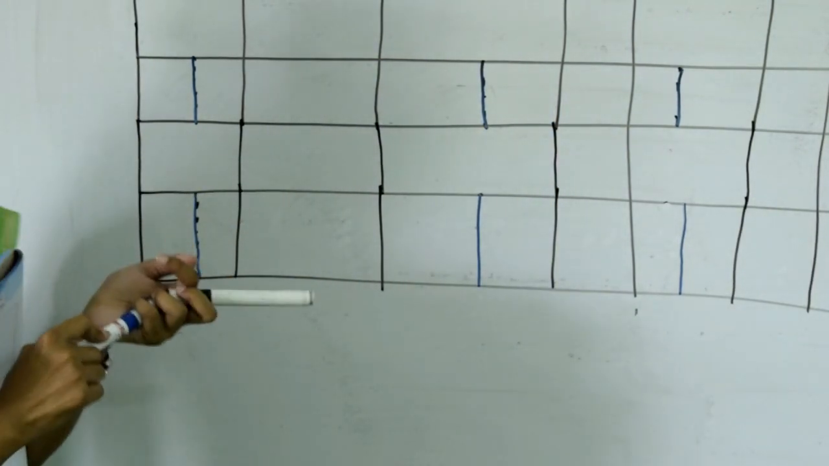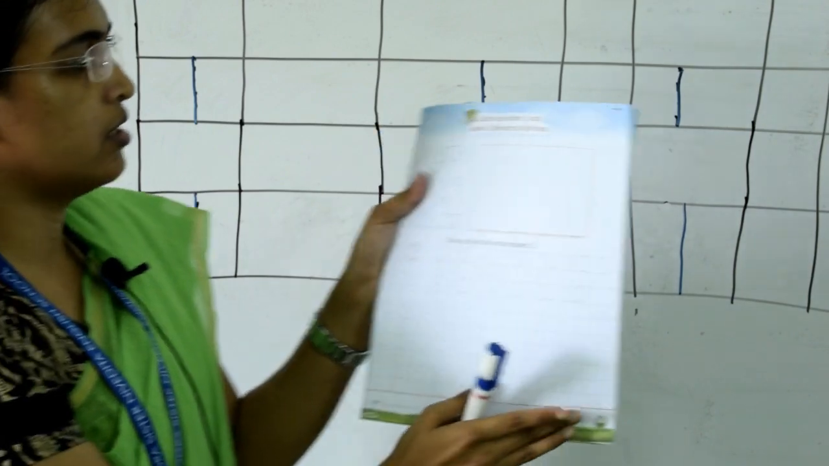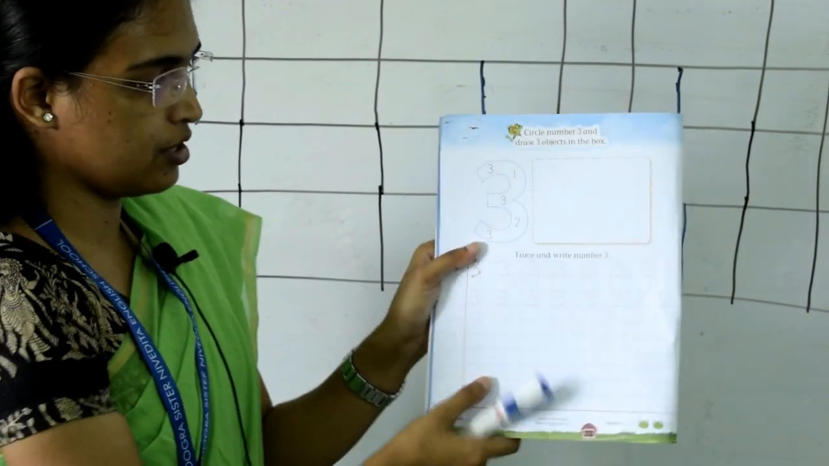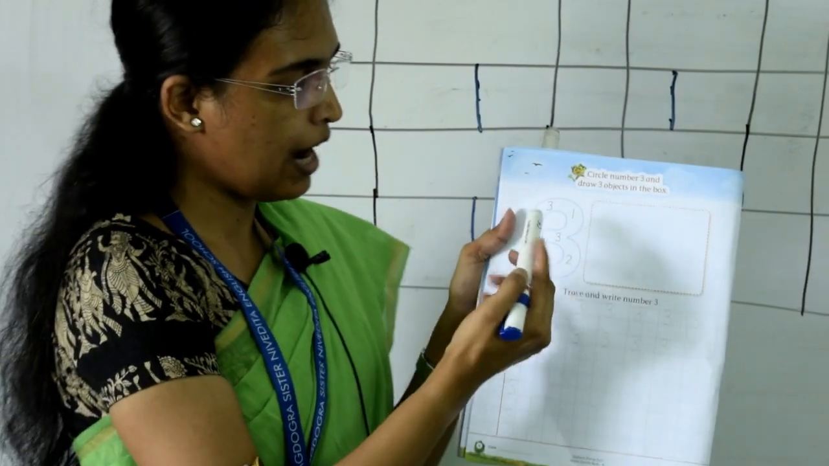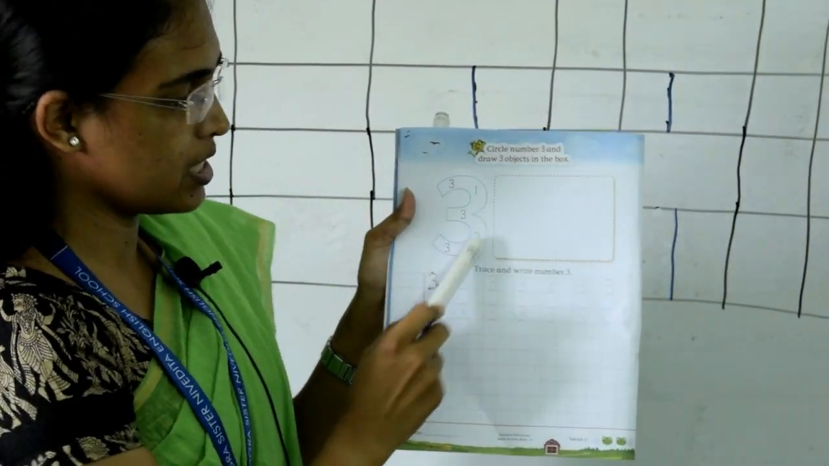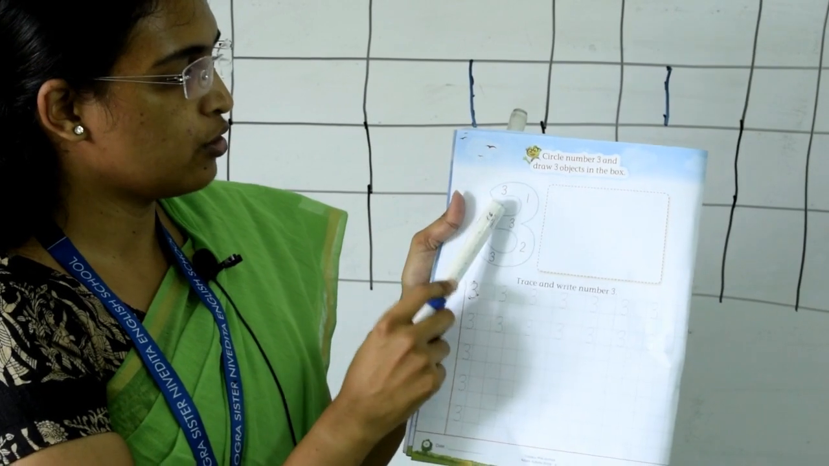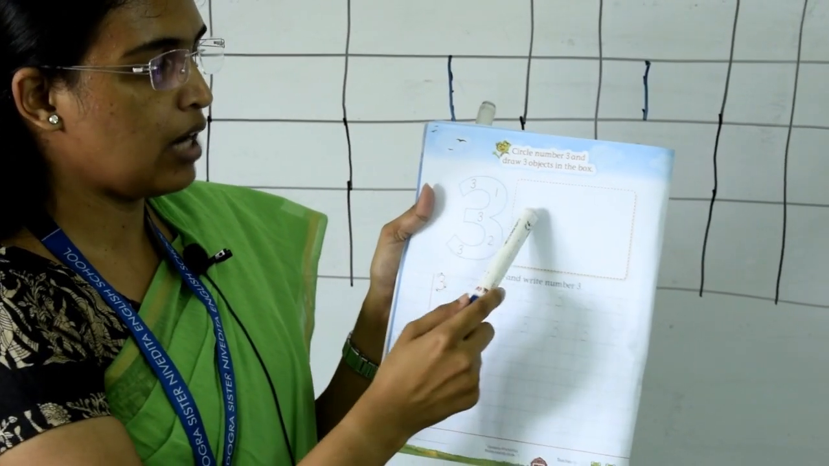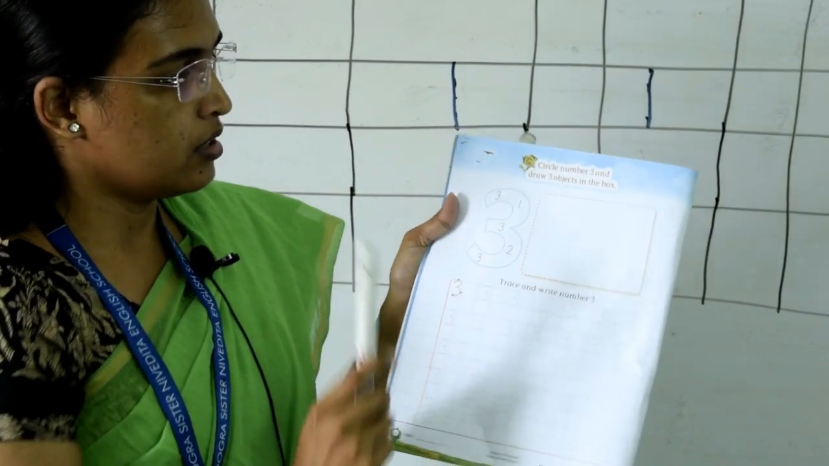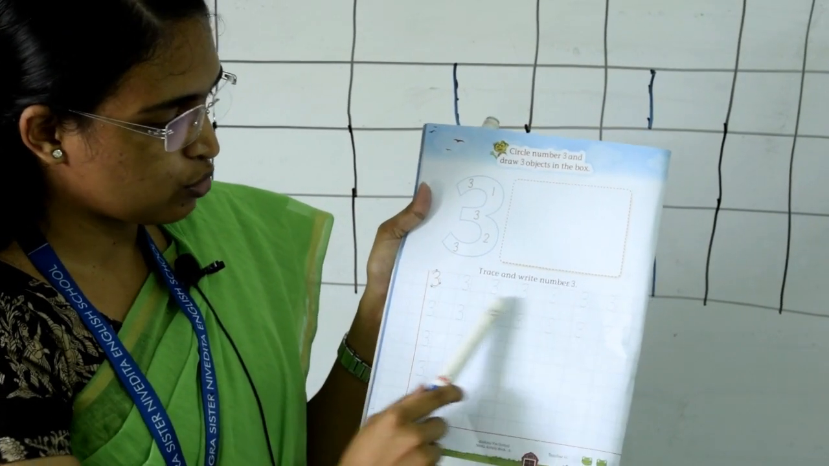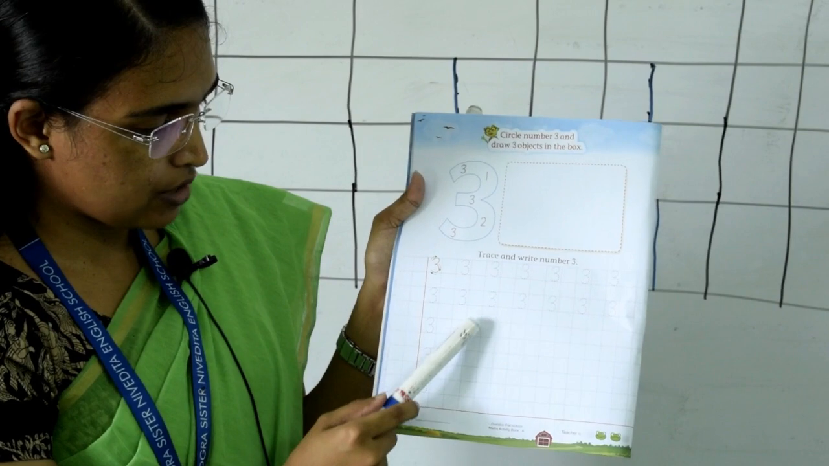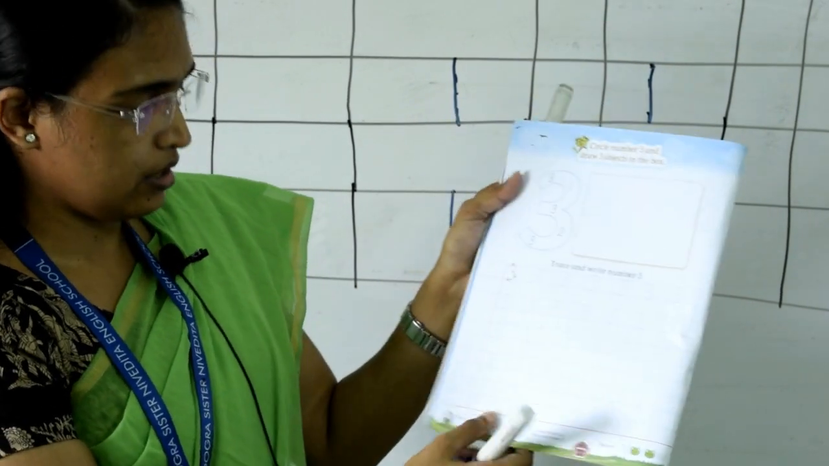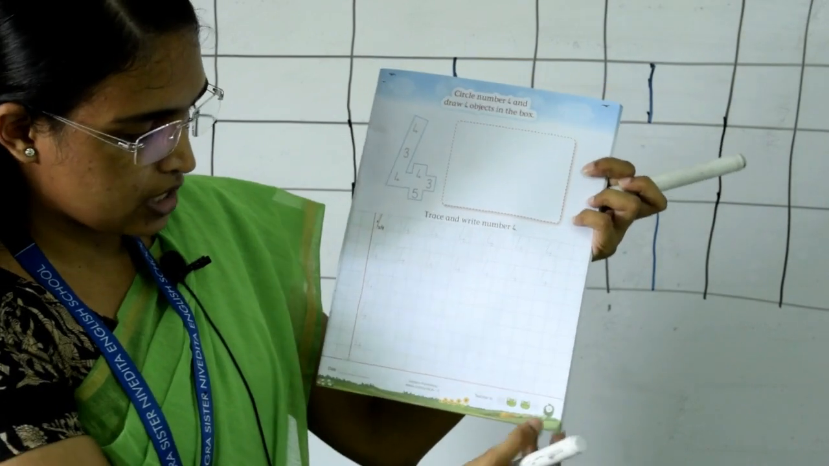Okay, so after doing this, turn the page, come to page number 8. Here also you have to, which number is this? This is number 3. So here also you have to first circle all the number 3, then you have to draw 3 objects, then after that you have to trace this number 3, then write it by yourself. Okay, same thing.